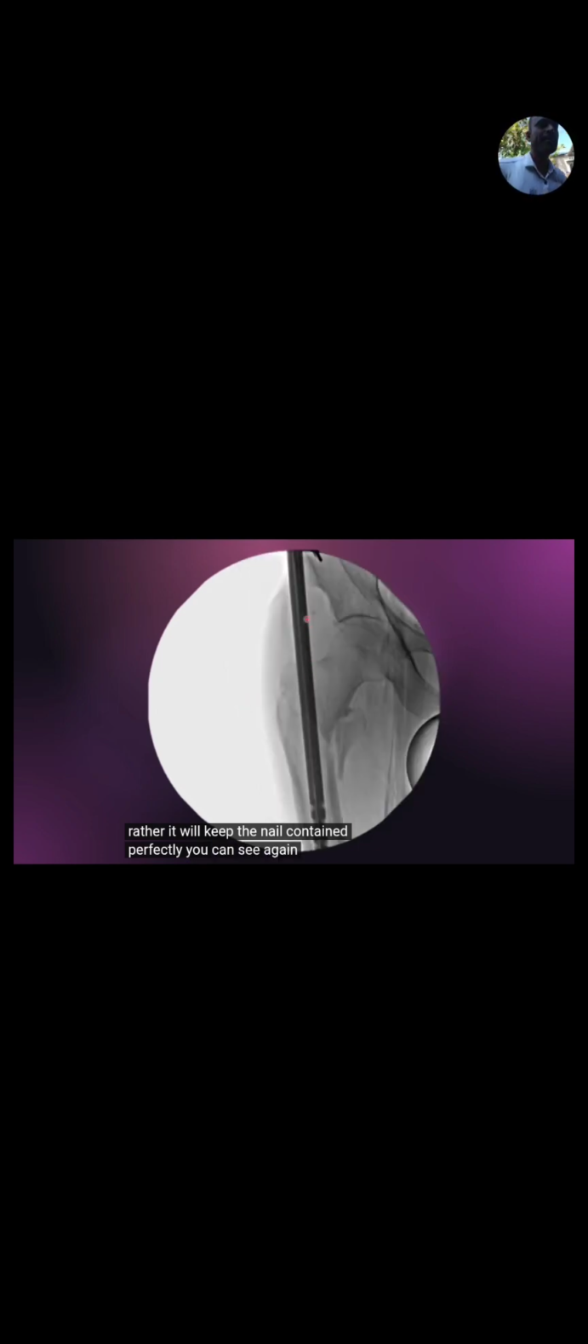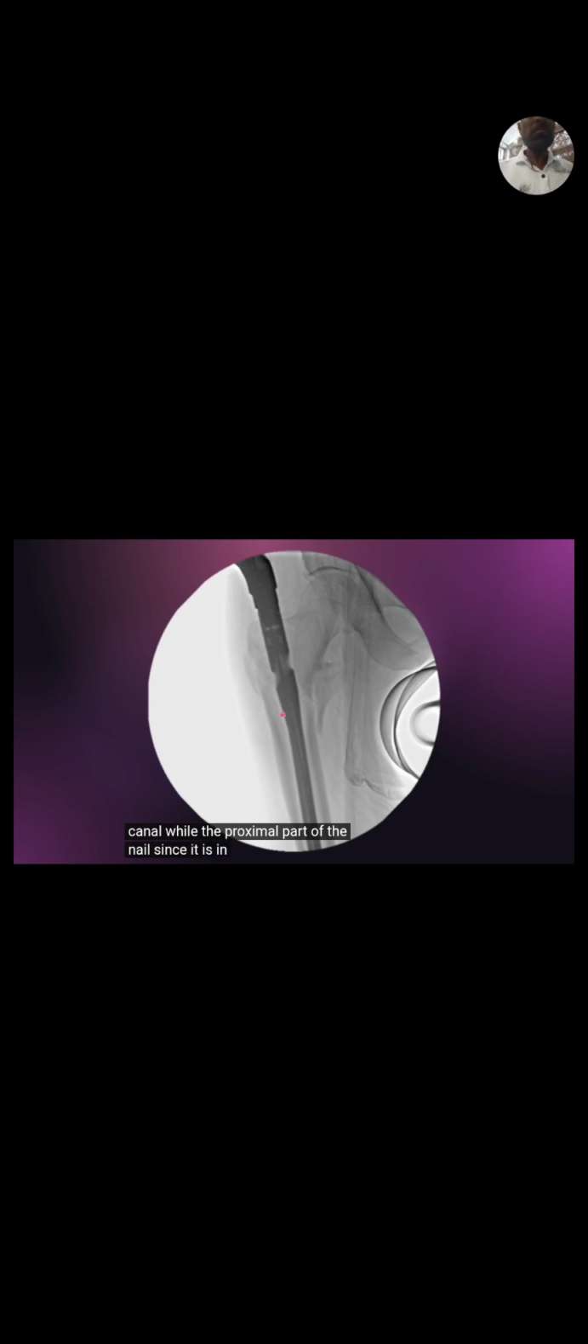Why? Because our entry was medial, and now the nail has the axis of the shaft. It will not push the proximal fragment medially because the entry was medial to the greater trochanter, and the thick trochanteric bone is not going to break. Rather, it will keep the nail contained perfectly. You can see again, the proximal part of the nail when it enters here will align this whole segment in line with the shaft part, because the distal part of the nail will now match the axis of the canal, while the proximal part of the nail, since it is in line with the remaining part of the nail, will pull the proximal fragment more laterally to match it with the distal segment.